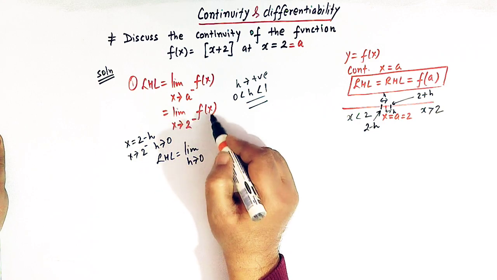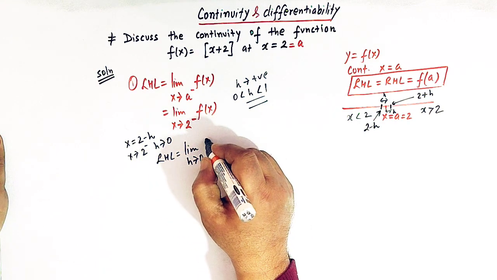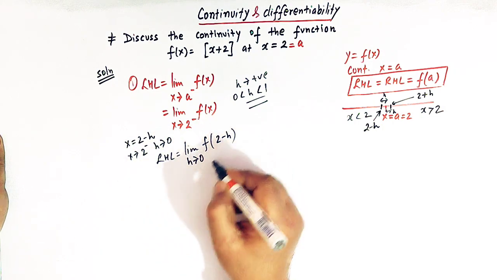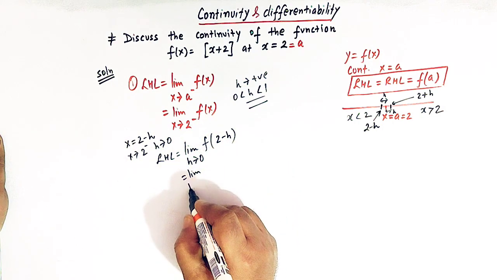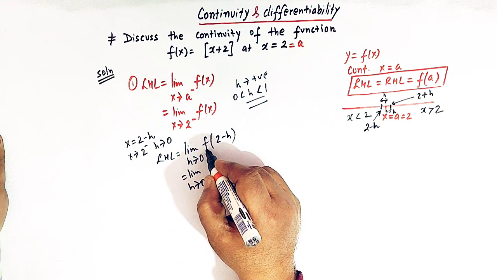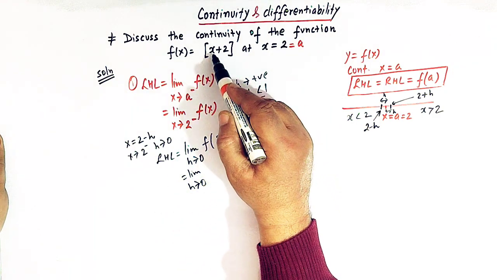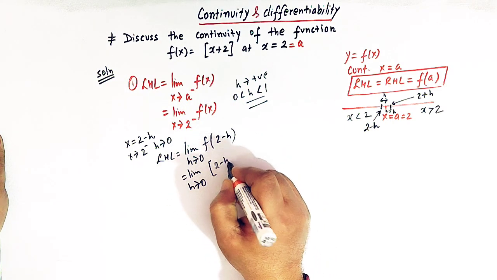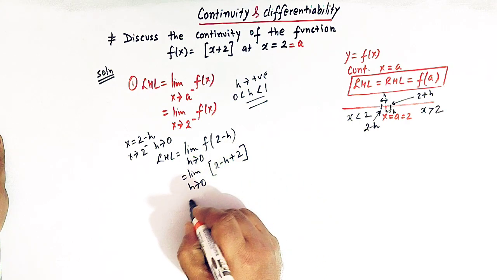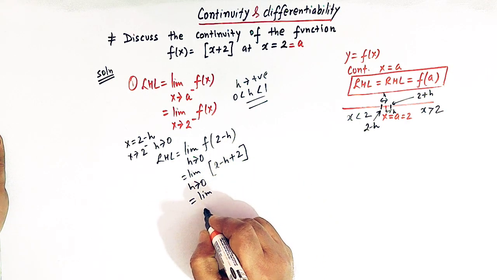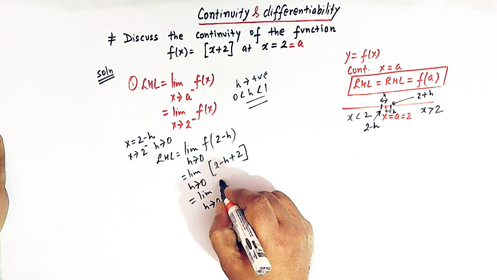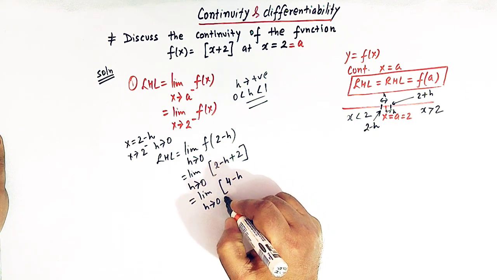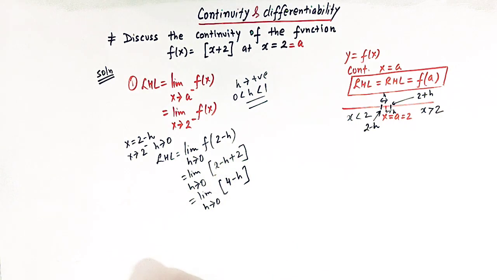So the left hand limit is equal to limit h tends to 0. We convert this limit in terms of h, with x is equal to 2 minus h. So we have limit h tends to 0 of f of 2 minus h, obtained by taking x is equal to 2 minus h. Here we have 2 minus h plus 2, and 2 plus 2 is 4, so we have the greatest integer of 4 minus h.